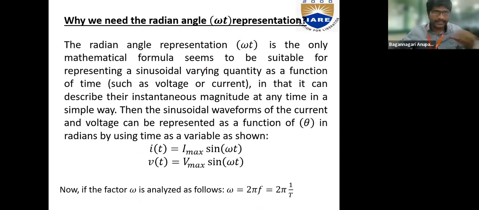radian or else angular velocity? So the radian angle representation, omega t, is the only mathematical formula that seems to be suitable for representing a sinusoidally varying quantity as a function of time. In that it can describe their instantaneous magnitude at any time in a simple way, right? So instead of writing in terms of theta, we'll write in terms of omega t actually, right? And what is omega? It is 2 pi f. Omega is equal to 2 pi f, and f is 1 by T. So I can also write it as 2 pi into 1 by T, right?